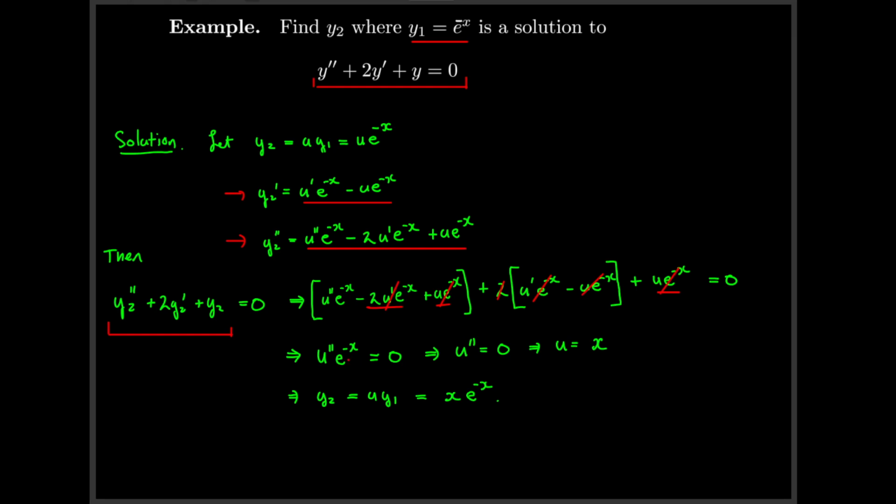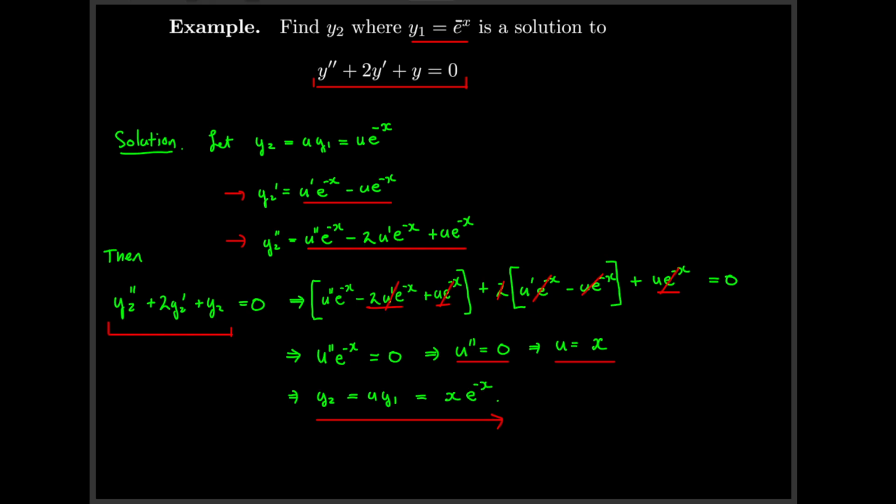And because e to the negative x is always positive, we get this, and that just means we can choose u to be equal to x. And so then, because we found u, we can write our final solution, y, which is equal to y2, which is equal to u times y1, and that's just given here.